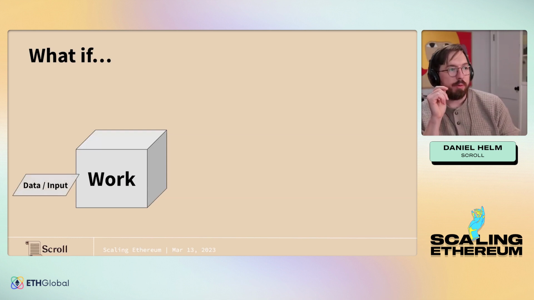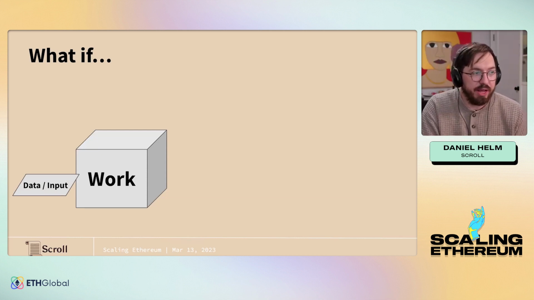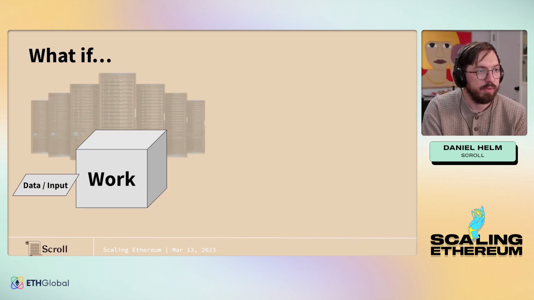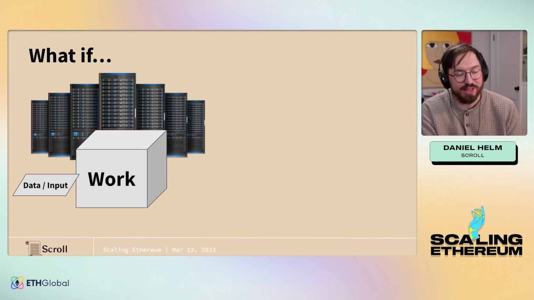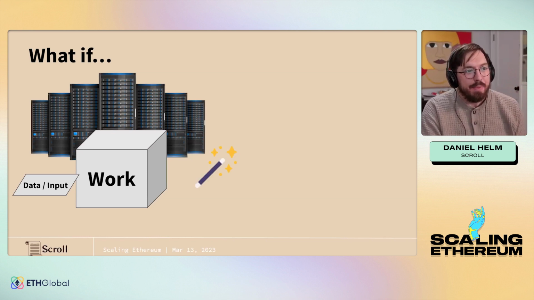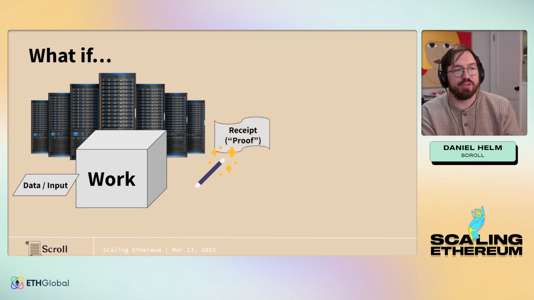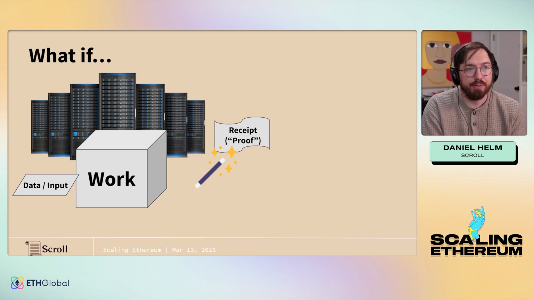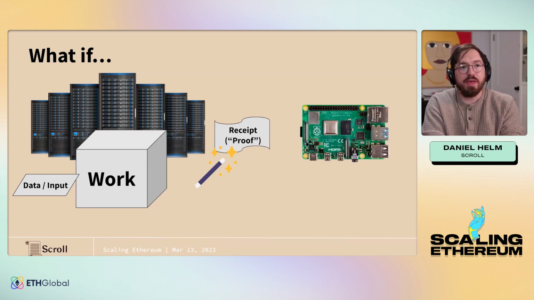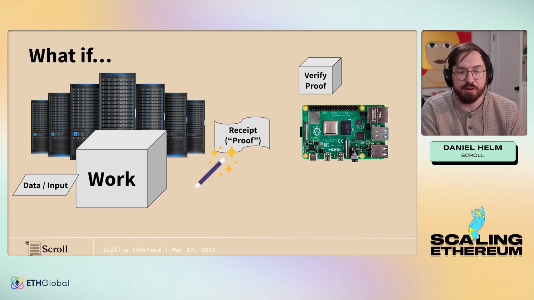So let's do a little thought experiment. What if we had a big block of work, any sort of work, and we wanted to do this work over some sort of data or input? And it's a lot of work. It's a really big amount of work that can only be done by an army of supercomputers, right? A really crazy amount. But we can imagine that we had this special magical wand that made a receipt of that work. And that proof of the work could be then passed to a much smaller computer that had a different program that was used to just verify it.